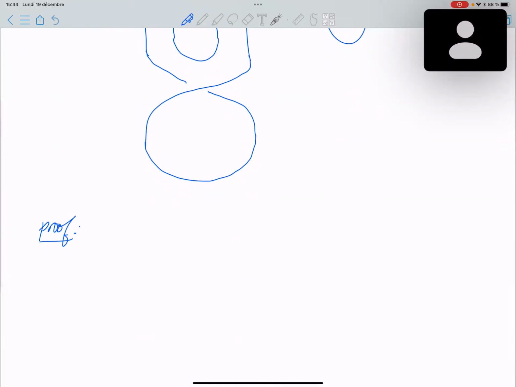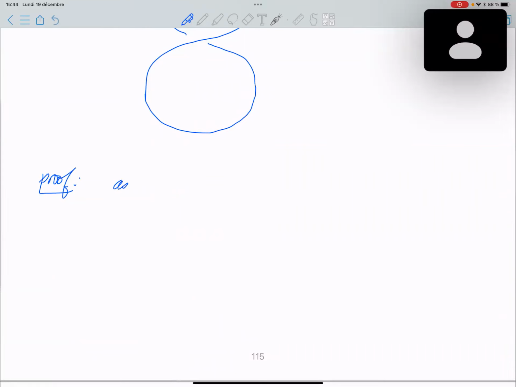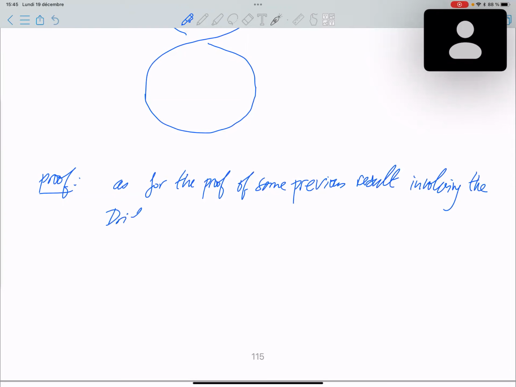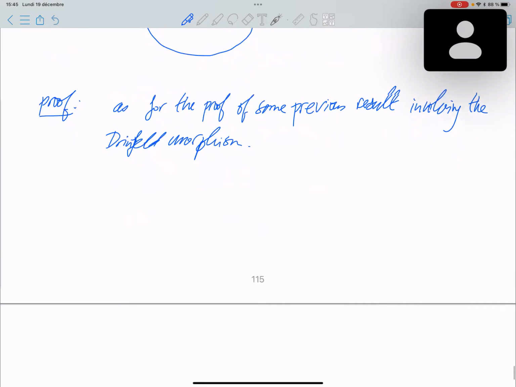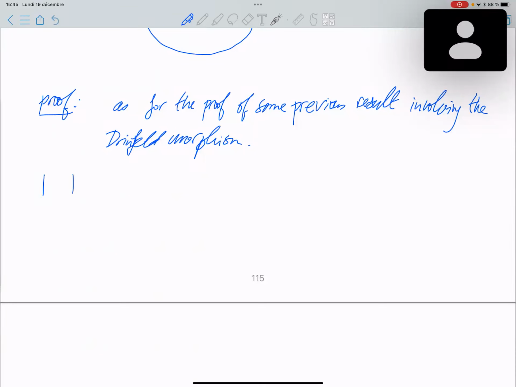The proof will be as above, as for the proof of some previous result we did last week, involving the Drinfeld morphism. So you start from that. We'll try to make it smaller.